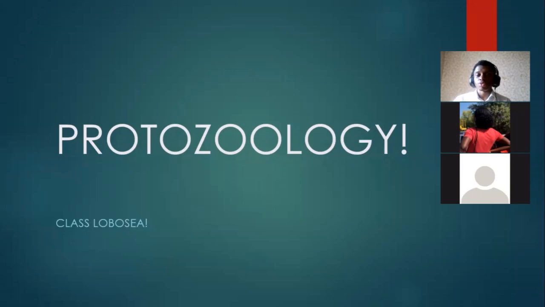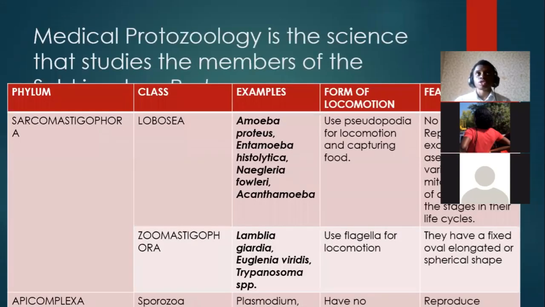So protozoology, simple definition, is simply the study of the members of the kingdom, actually the subphylum, protozoa. It's a study of protozoonic organisms. To be precise, in the classification of organisms, we have kingdom, phylum, class, order, family, genus, species. If you can see the table, you can see phylum Saccomastigophora, the division Saccomastigotes, class Lobosea, class Zoomastigophora.